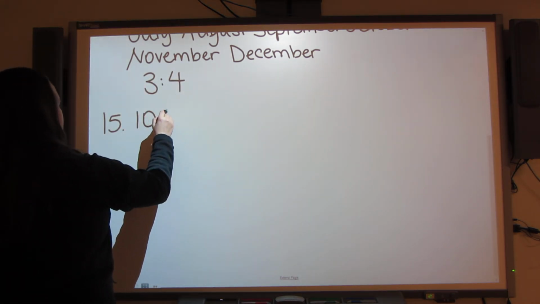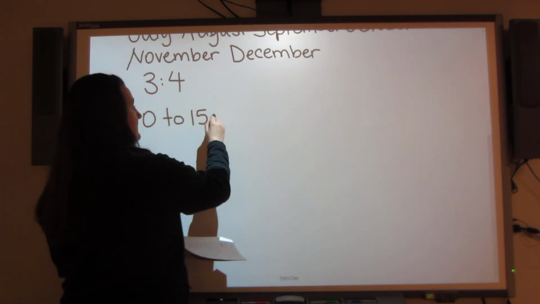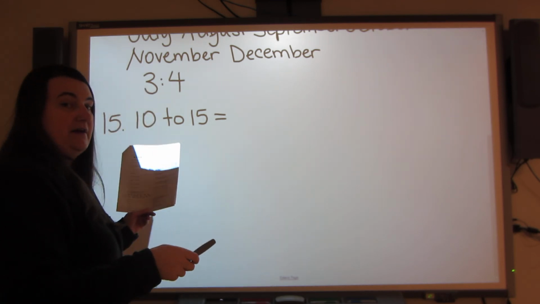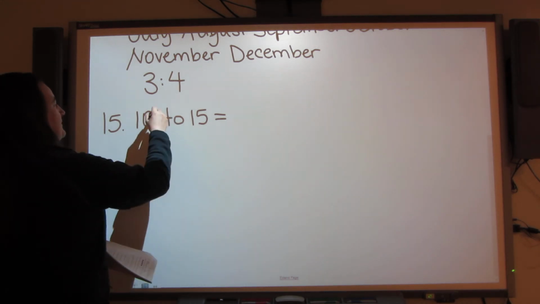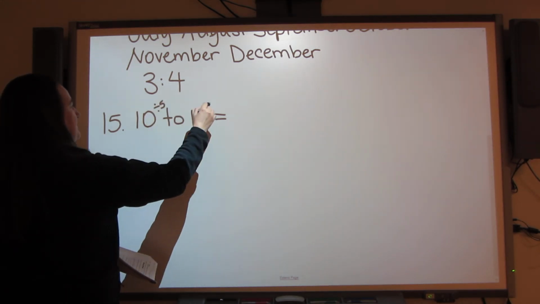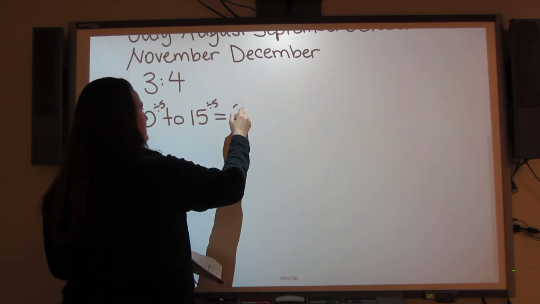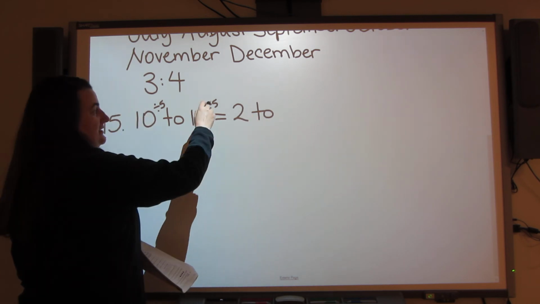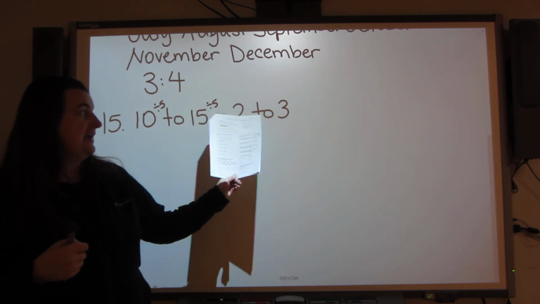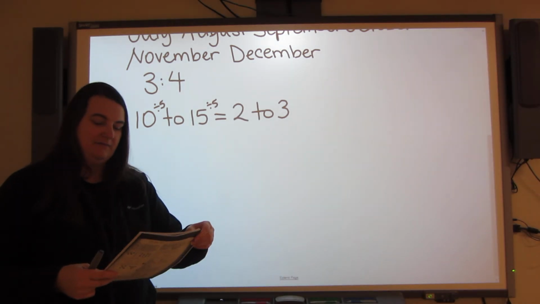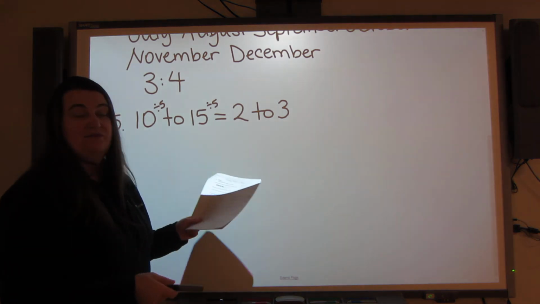So 15, I have 10 to 15. You have to figure out what is the number you can divide into both of these numbers to make your ratio smaller. And I can divide them both by 5. That's the biggest number I can divide them by to make them smaller. So 10 divided by 5 is 2. 15 divided by 5 is 3. This one's written in words, so my answer will be written in words as well. So that's how you do 15, 16, 17, and 18. You just find lowest terms.